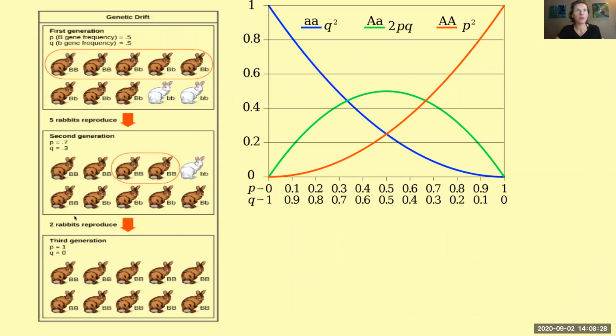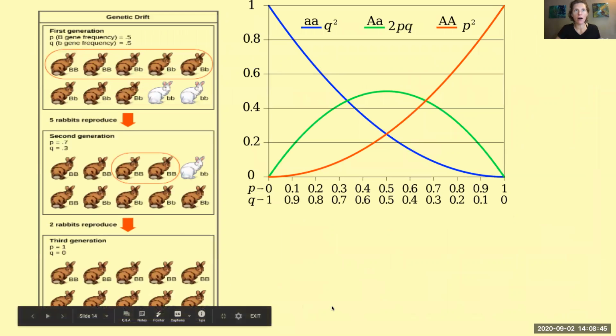And so this is just a summary slide of that. So you started off with equal distribution of brown and white alleles. And then because there was only a small n equals 10 rabbits to begin with, and even a fraction of that is reproducing, then you're getting this pretty pronounced change. And that is common when you have very small populations.